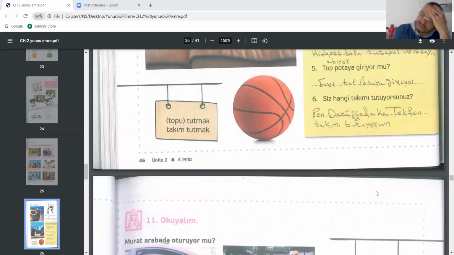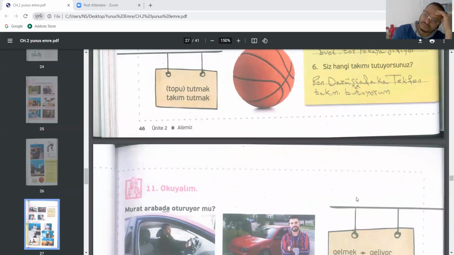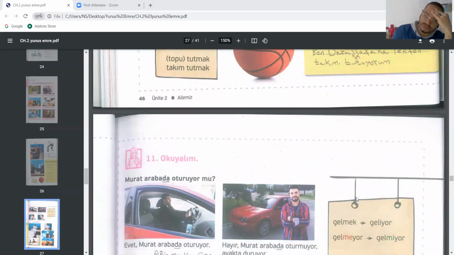Tutmak, the literal translation is "to catch", but here it doesn't directly show the same meaning. Here it means something like support or follow, which team we follow.